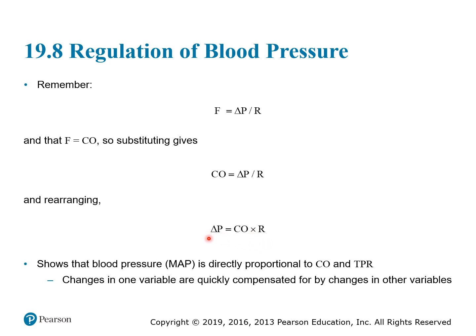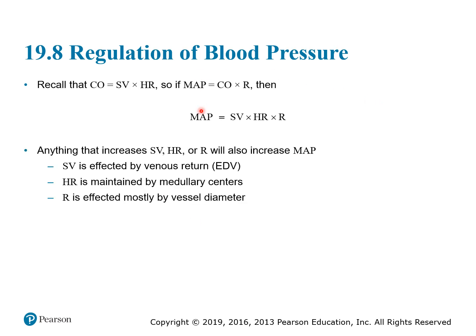Now this, our pressure gradient, is mean arterial pressure. Mean arterial pressure, we calculated, and we said we cannot just add systolic and diastolic and divide by 2 to get the mean arterial pressure. Mean arterial pressure is diastolic pressure plus 1/3 of the pulse pressure, because diastole is longer than the systole. So now our formula becomes mean arterial pressure is equal to cardiac output into resistance.